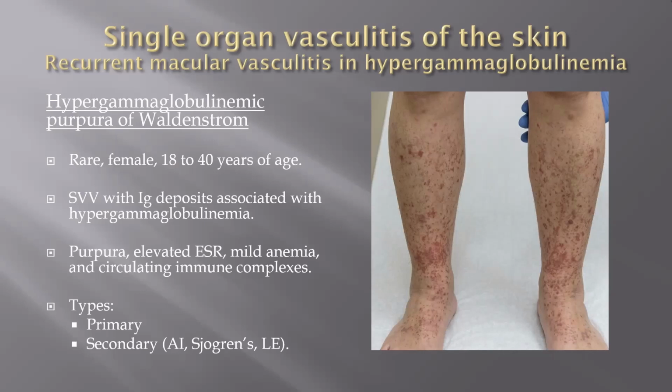It affects females between the ages of 18 to 40 years, and we can see immunoglobulin deposits associated with hypergammaglobulinemia. Purpura, elevated ESR, mild anemia, and circulating immune complexes are usually present in patients with this type of vasculitis. There is the primary type, as we discussed, and the secondary type, which may be secondary to Sjögren syndrome or lupus erythematosus.